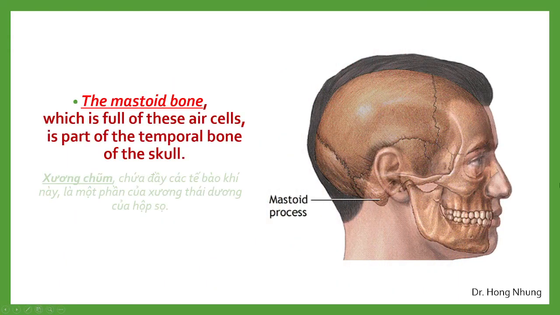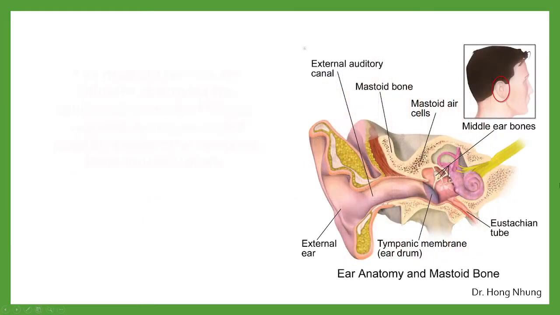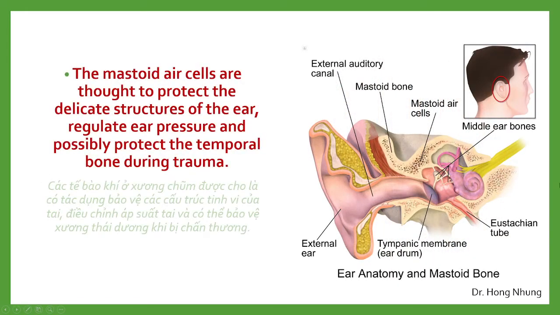The mastoid bone, which is full of these air cells, is part of the temporal bone of the skull. The mastoid air cells are thought to protect the delicate structures of the ear, regulate ear pressures, and possibly protect the temporal bone during trauma.